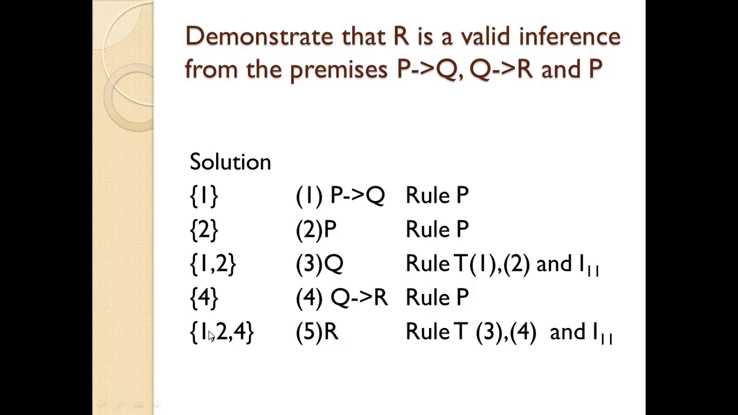Now the last row, in the last row, 1, 2 and 4, मतलब हमने किस किस को यूज किया, 1, 2 और 4 को यूज करके लास्ट वाला डेरिवेशन लिया है. So this fifth one is being derived from 3 and 4. 3 बोल रहा है Q, and fourth बोल रहा है Q implies R. So this is 3, this is 4, 3 and 4 and identity number 11. Q, Q implies R will give you R.